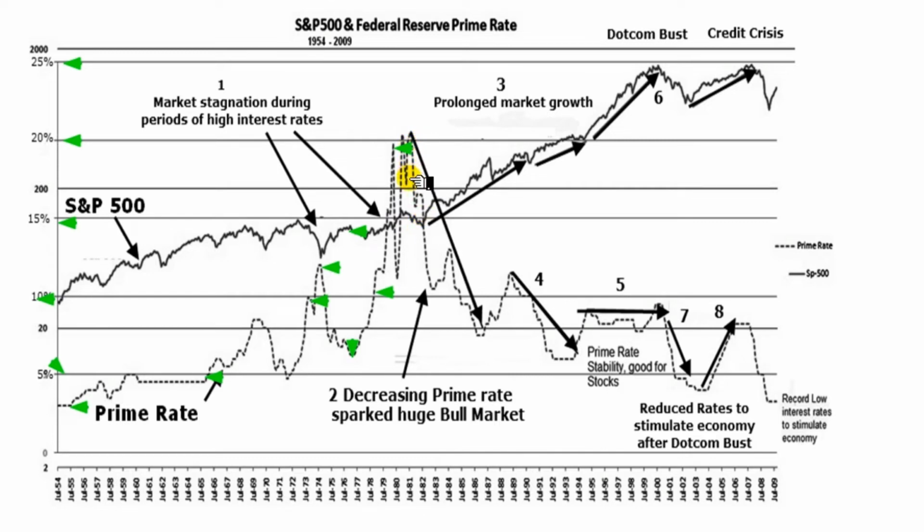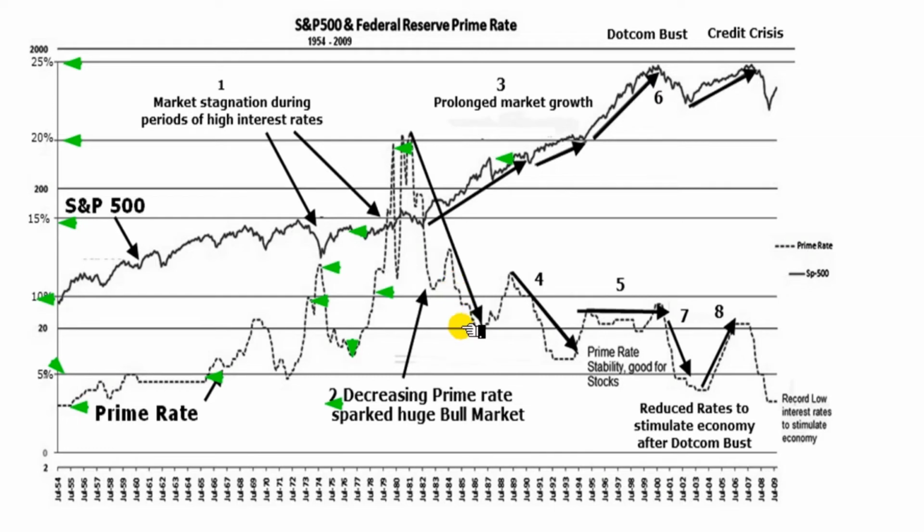Then the Federal Reserve decided to start bringing down interest rates, lower the cost of money so that the economy could start to recover and grow again, an expansionary policy. So as you can see here, decreasing the prime rate sparked a huge bull market. And that bull market lasted from the early 80s with the shock here in 1987, but then again continued because of low interest rates and a good business environment through the 90s and then through to 2000, a huge prolonged period of market growth.